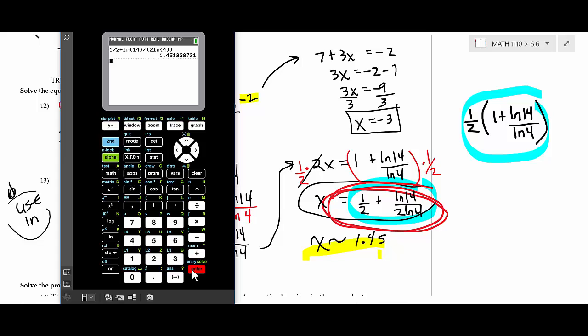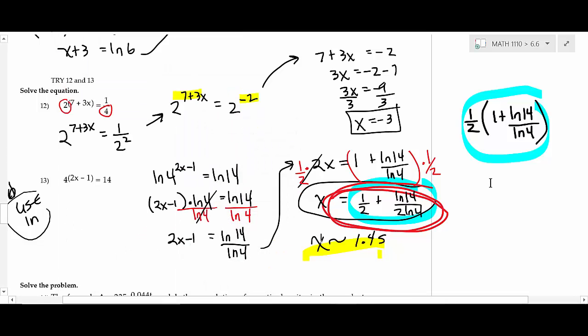So if I do that, 1.45. Okay, you got the exact answer, I guess, up here. Did you get the decimal answer? Yeah, okay, good. Anybody else get 1.45? Okay, so here's the thing on that problem then: you want to know how to get that exact answer.